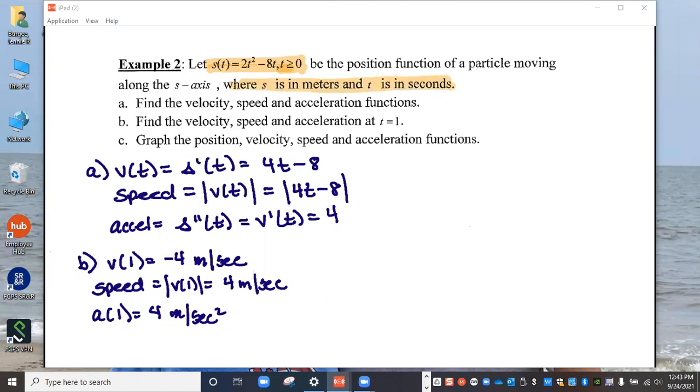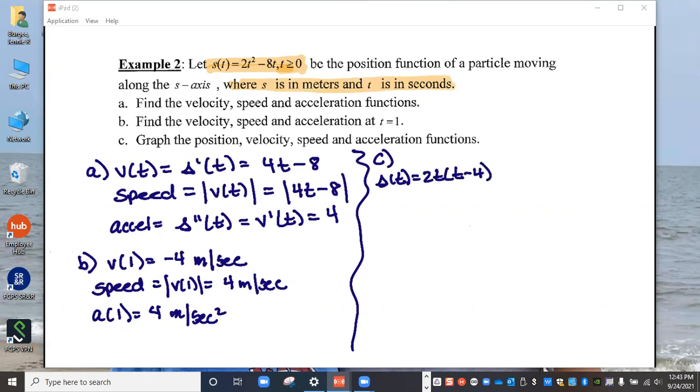Okay, questions on that? Now let's jump back into some algebra time, and now the second part is asking us to graph. So they want us to graph all 4 functions: position, velocity, speed, and acceleration. So if you take a look at your position function, s of t, it's a quadratic. So again, what I'm going to do is factor out that 2t and find where this parabola is going to intersect my x-axis.